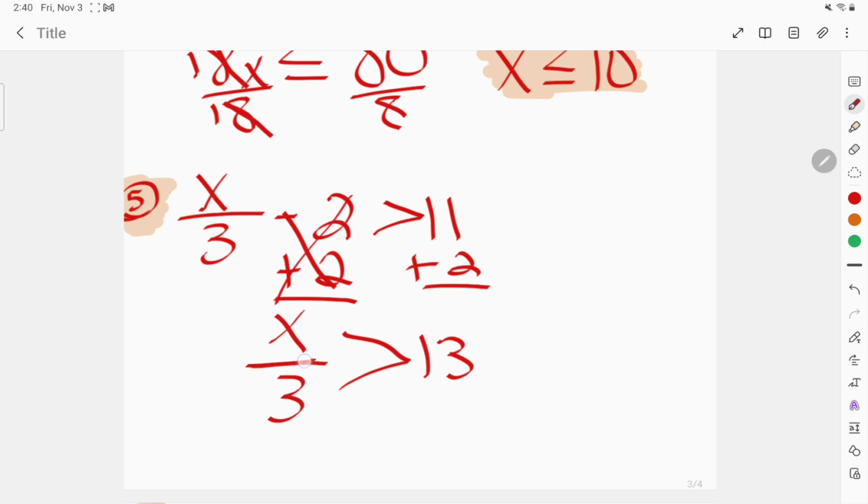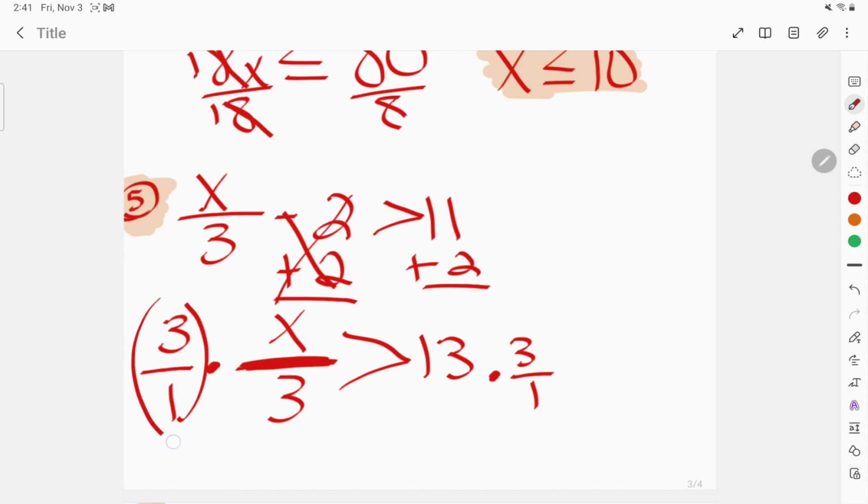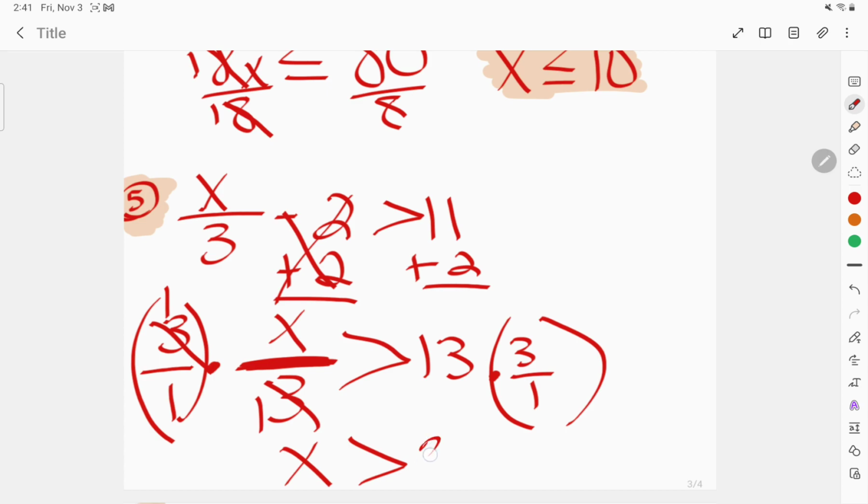So this is x divided by 3, the line means divide. It's not x over 3. It is a division sign. So the opposite of division is multiplication. So I'm going to multiply both sides by 3 over 1. You can do the little dot for multiplication, or you can do the parentheses. Both are the same. Neither are wrong. So the 3's on the left side are going to cancel, leaving you with 1. So all I have left is x is greater than 13 times 3 is 39.